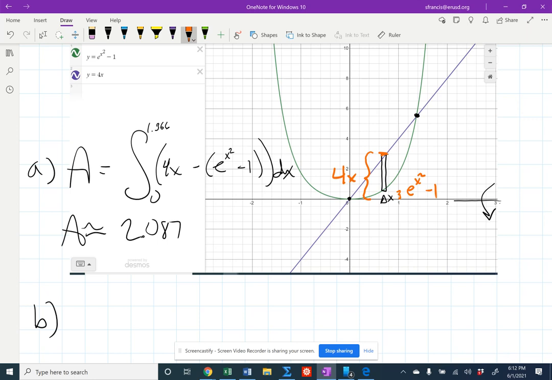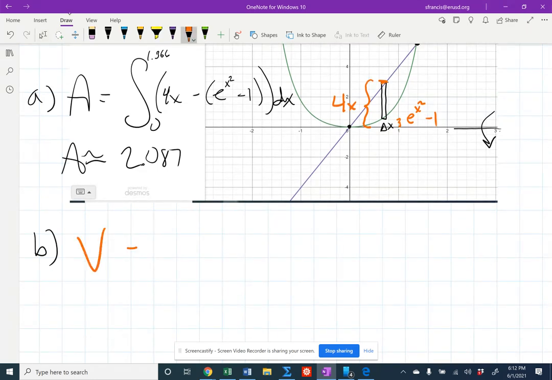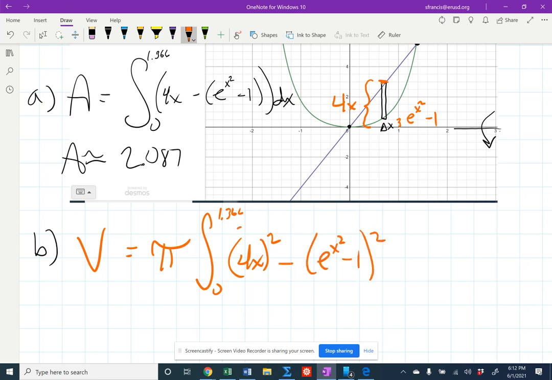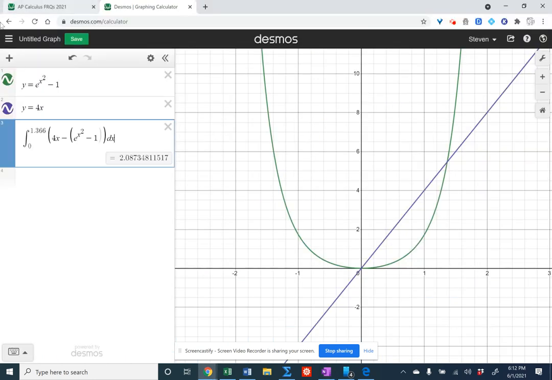So our volume for the washer method is pi, because we're revolving, with limits of integration 0 to 1.366. The outer radius, which is that's further away, squared, minus the inner radius squared, all with respect to x. And we get whatever that comes out to be. It's about 28 and some change. It did say find the volume, so we actually have to calculate this. We can't just write the integral down and stop, although in C we get to do that, but not in this one.